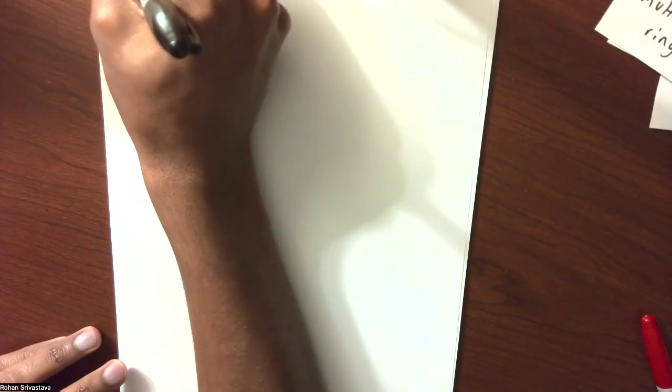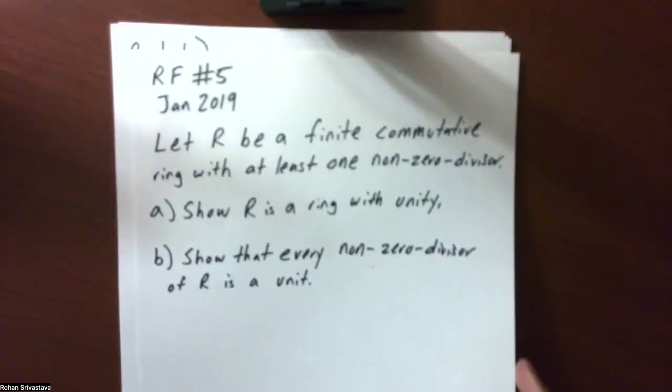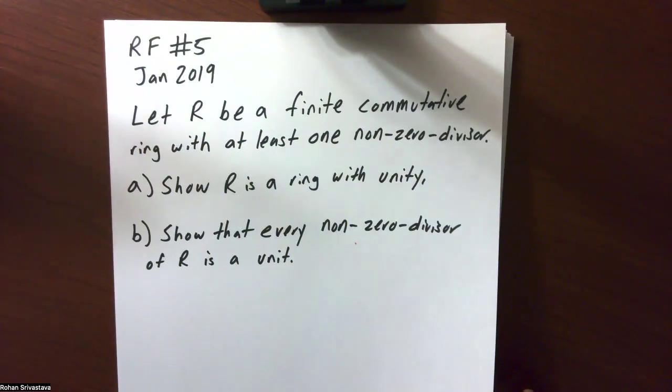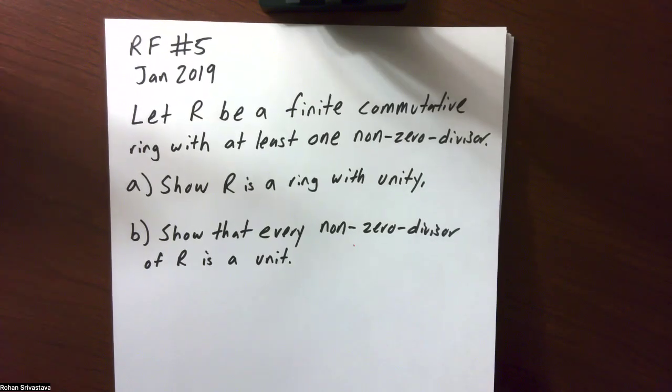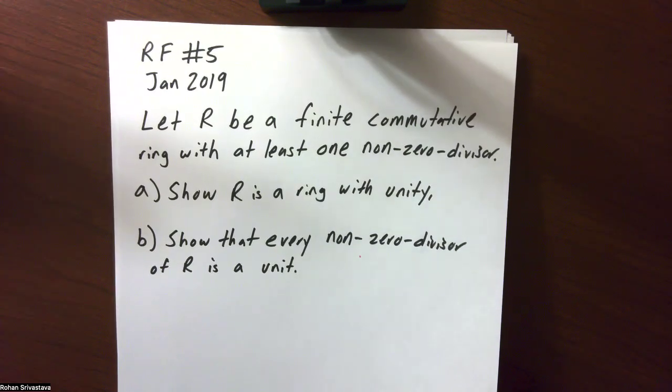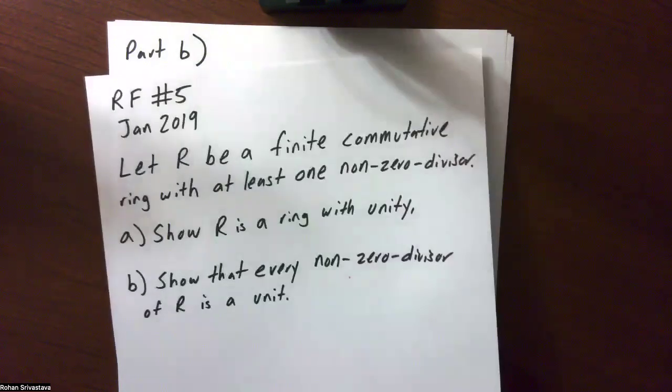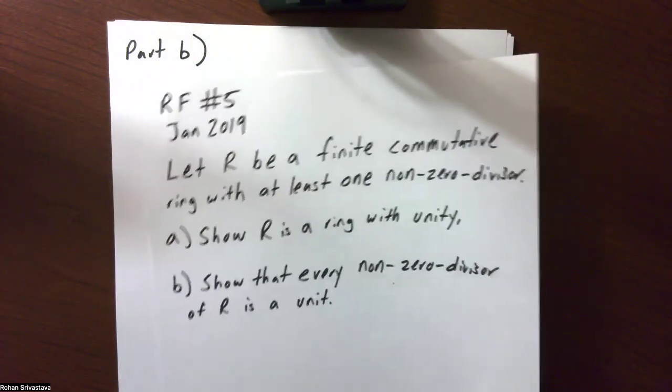And now let's go to part B. So moving on to part B, which we should recall, the problem said show that every non-zero divisor of R is a unit. Okay, so if we want to show that every non-zero divisor of R is a unit, then we should start by letting a be a non-zero divisor. So let a in R be a non-zero divisor.